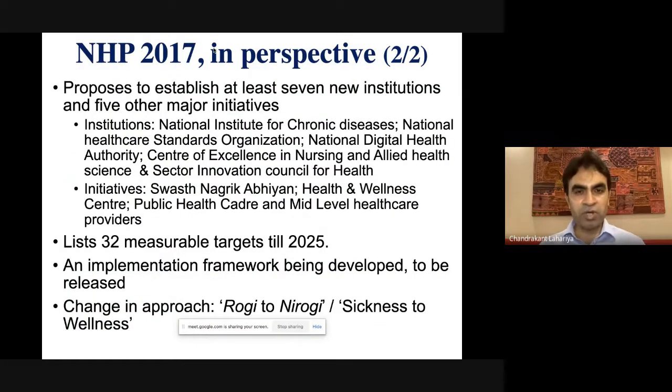What National Health Policy 2017 specifically says, it has a few proposals, and I'm summarizing a few, not all. It proposed a few new institutions such as the National Institute for Chronic Diseases. It talks about the National Healthcare Standard Organization. It focuses upon the National Digital Health Authority, which has already been set up now, and the Center for Excellence in Nursing and Health Sciences. So it focuses upon setting up institutions. It also talks about Swasth Nagrik Abhiyan, health and wellness centers, public health cadre, mid-level care provider.